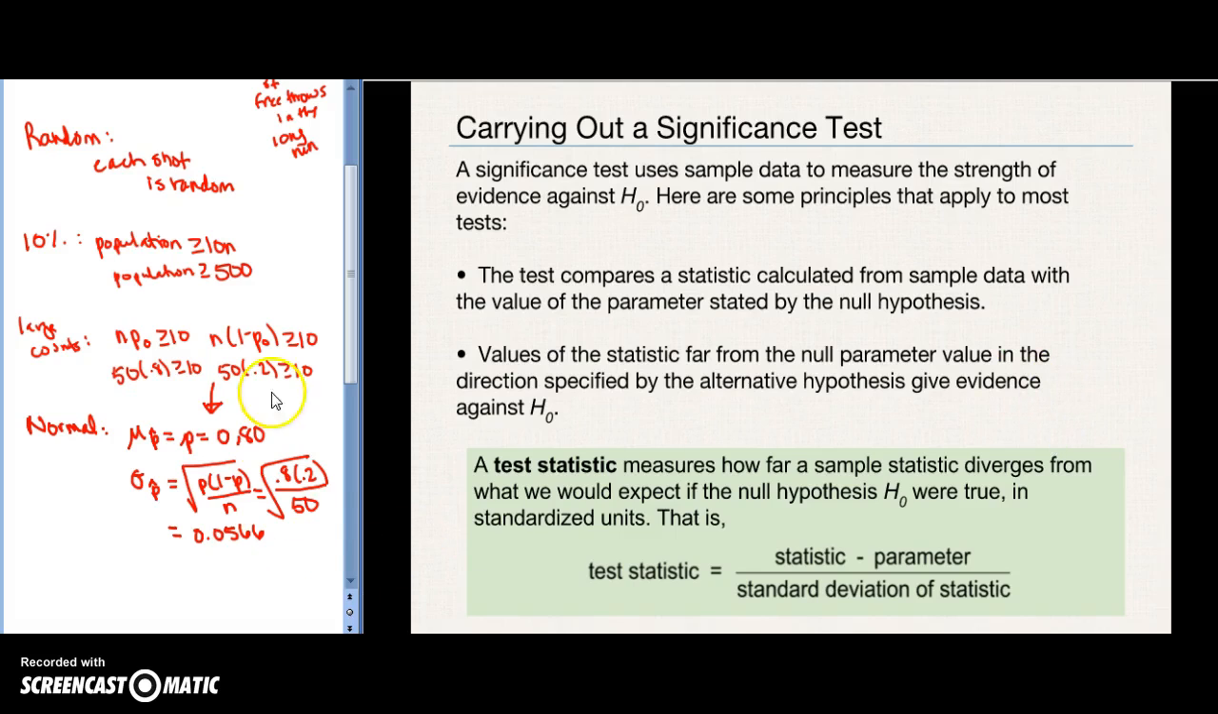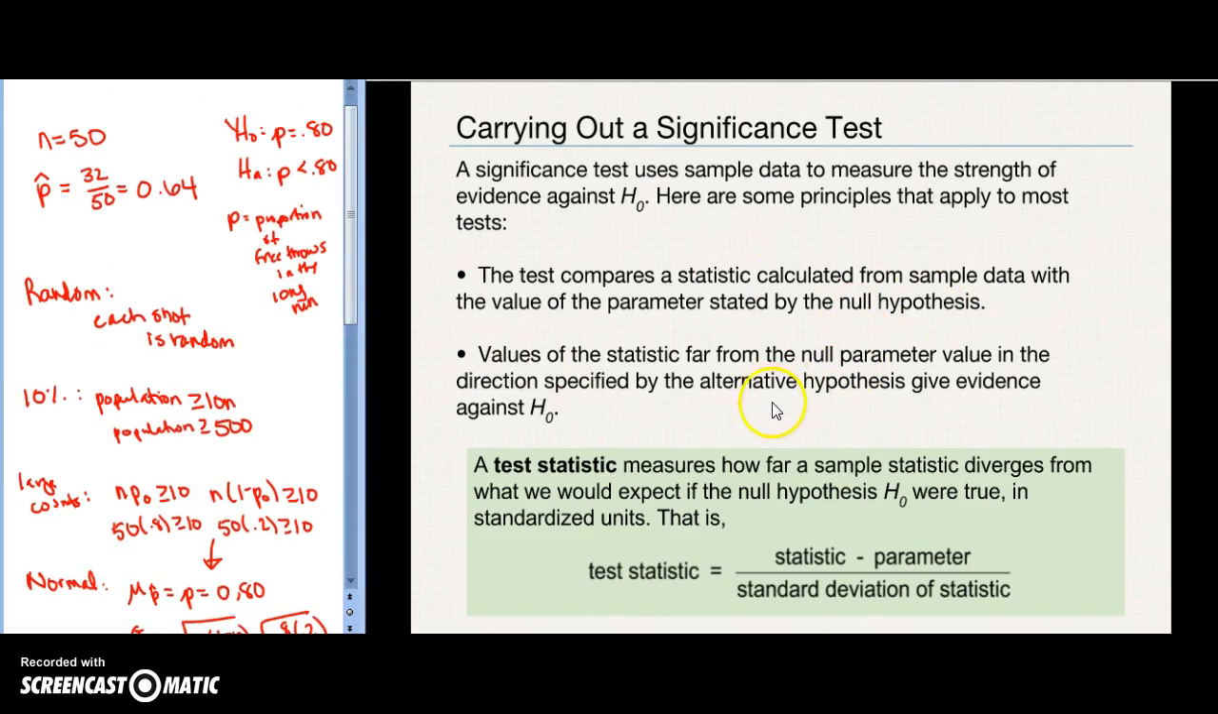So once you have all of that plan, all of those conditions met, what a significance test does is it uses sample data to predict the strength against the null. Here are some principles that apply. Tests compare a statistic, so our p hat, from sample data with the value of the parameter. So we're comparing our p hat to our null.